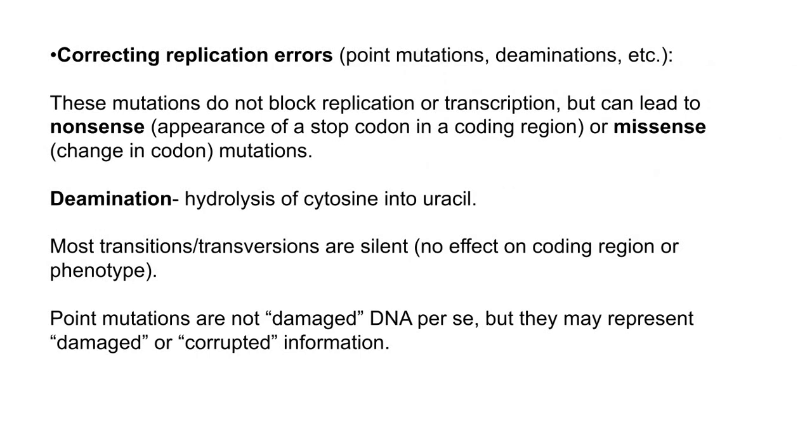Okay, so how do we correct a replication error? Say, for example, we have point mutations or deamination. We haven't talked about deamination, so let's talk about it. Deamination is hydrolysis of cytosine into uracil. I think we talked about this previously in class. The mutations usually do not block replication or transcription, but they can lead to a nonsense or missense mutation. That means the appearance of a stop codon in the coding region or a change in the codon. But DNA replication and transcription still occur.